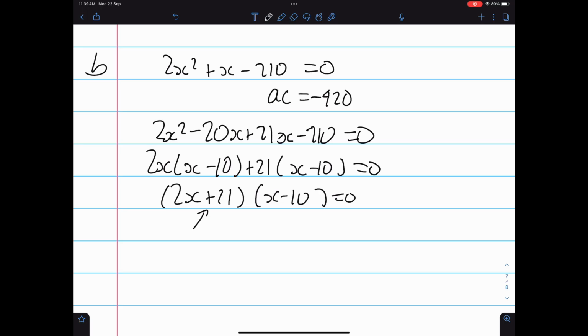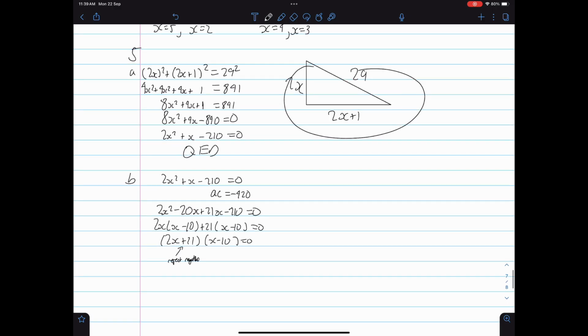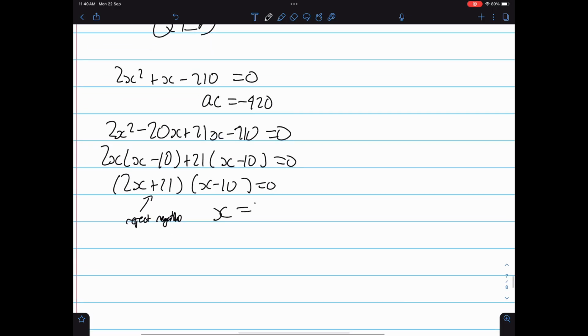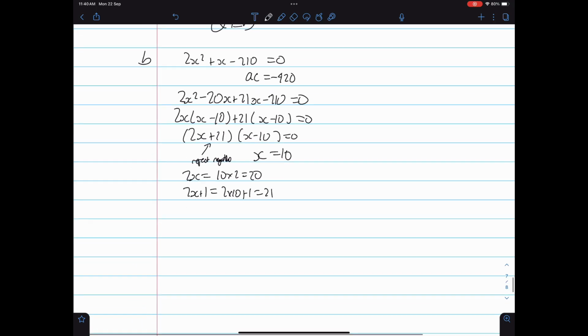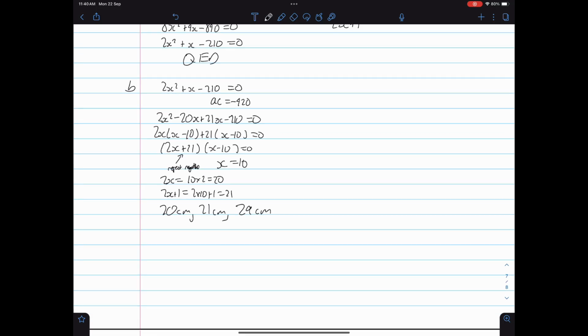We will reject negative because we're dealing with side lengths which are positive. So we can say that x has to be equal to 10. And that means 2x will equal 10 times 2, which is 20, and then 2x plus 1 is equal to 2 times 10 plus 1, which is 21. So the side lengths are 20, and we should say in centimetres, 20 cm, 21 cm, 29 cm.